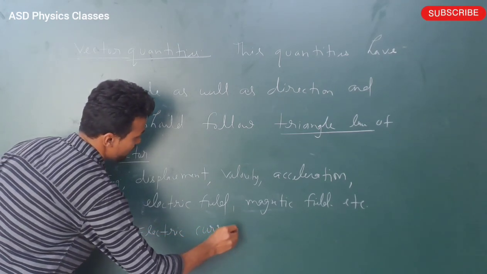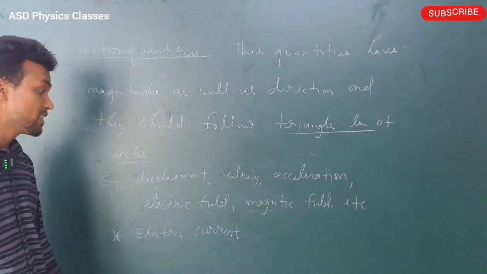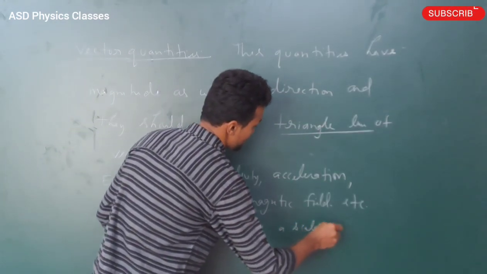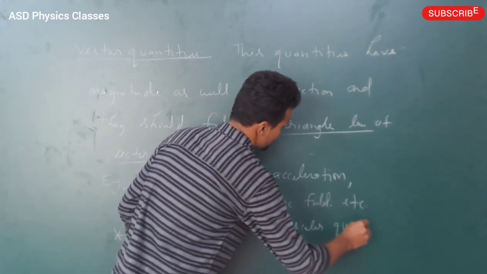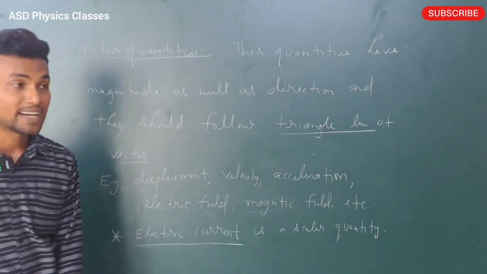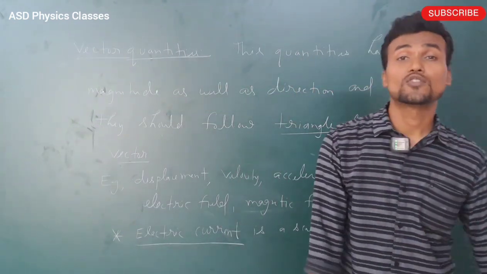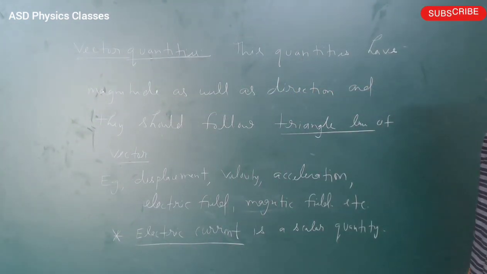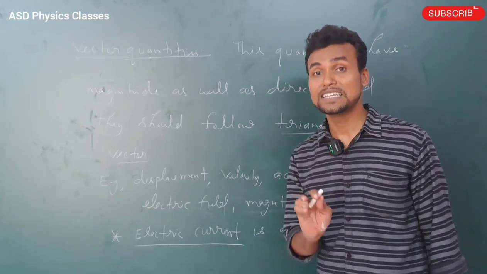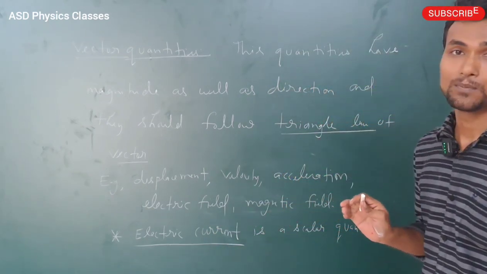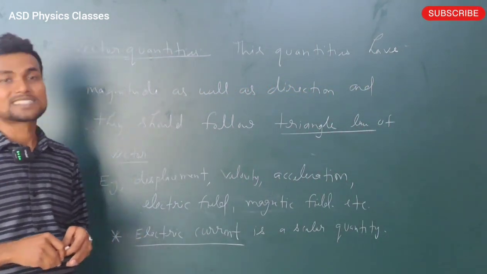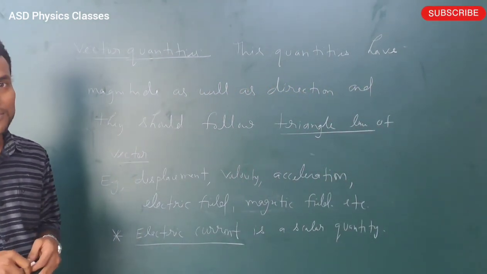Remember it, very, very important from the competition point of view. Electric current is a scalar quantity. This electric current has magnitude and direction, and it does not follow the triangle law of vector addition. So only this electric current is the scalar quantity. Please remember that, it is a very, very important thing. So my dear students, as of now we have completed scalar quantities and vector quantities.